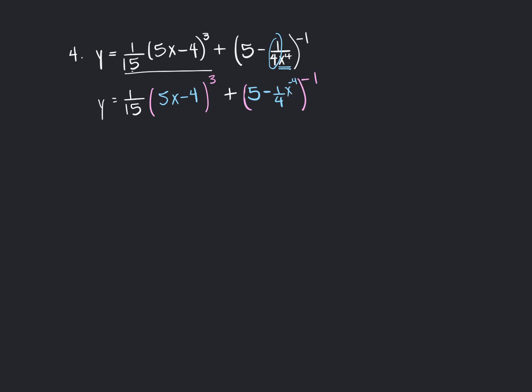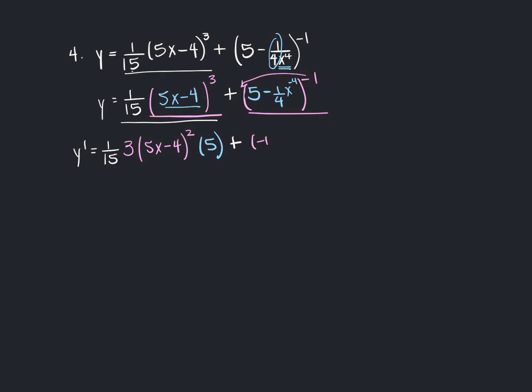All right, so when I'm finding y prime, for my first term, I keep the constant multiplier. Then I'm going to take the derivative of the outside, so that's going to be 3 times (5x minus 4) to the second power, because we subtracted 1 from the exponent. And then I'm going to multiply that by the derivative of my inside function, which is just 5. Plus, we're going to do the same thing over here. The derivative of this outside function, I bring that negative 1 out front. I keep the inside. And then I subtract 1 from the exponent to get negative 2.